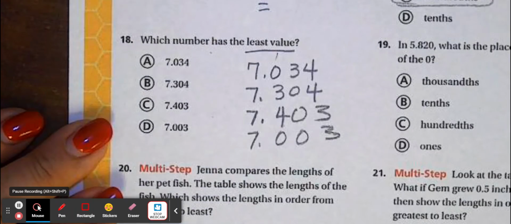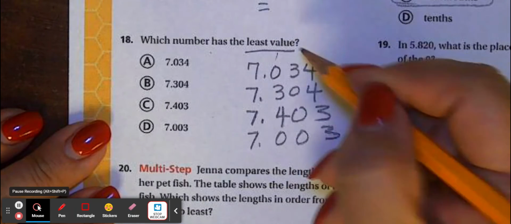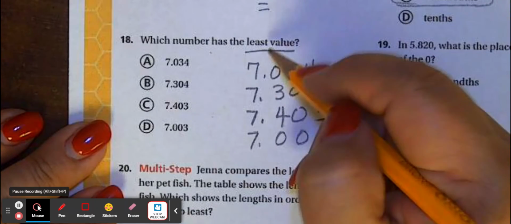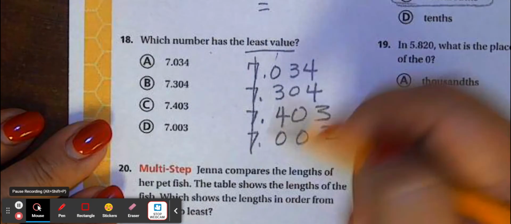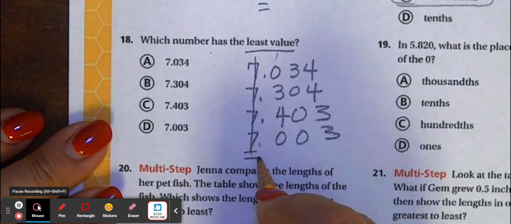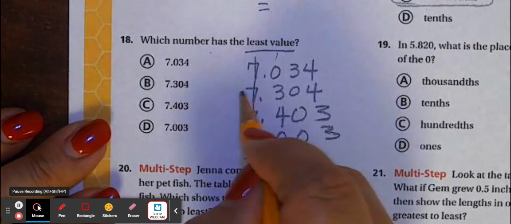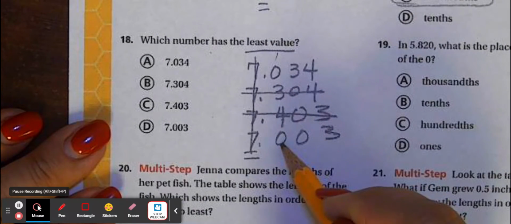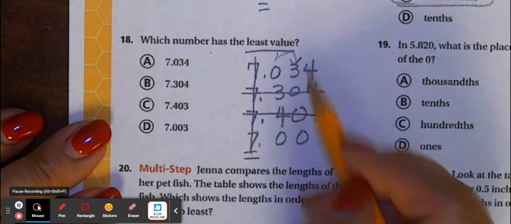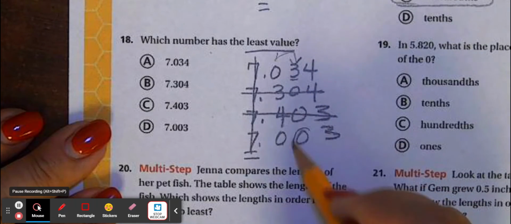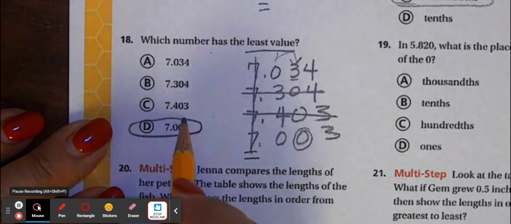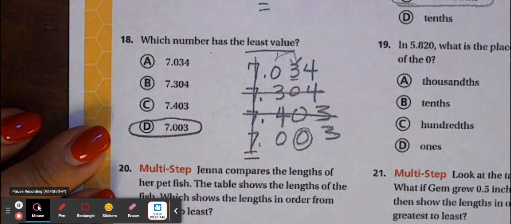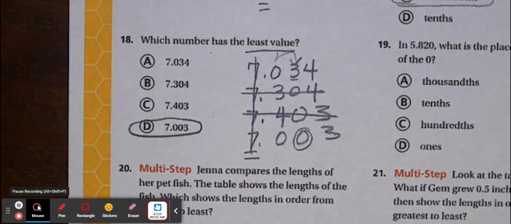So we're looking for the smallest number. All my 7s are equal. These two are large, so I'm going to cross those out. Now I have my 2 zeros to compare, so I'm going to move to the next place value. This is a 3, and I have a 0, so this is my smallest number. Don't get confused. It didn't say the largest, it said the smallest.